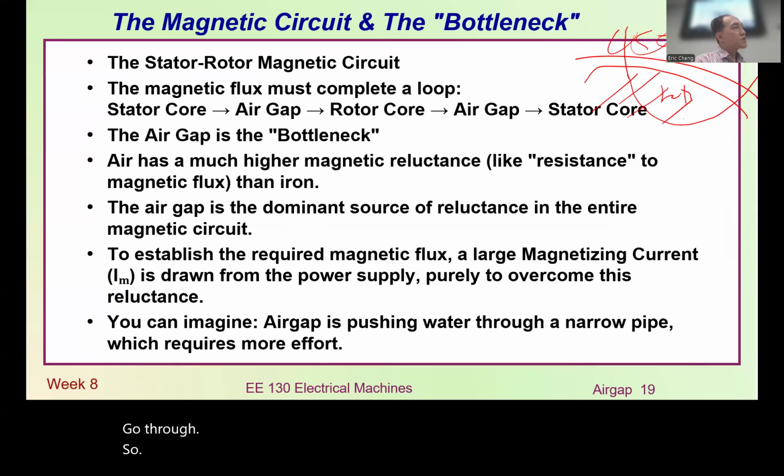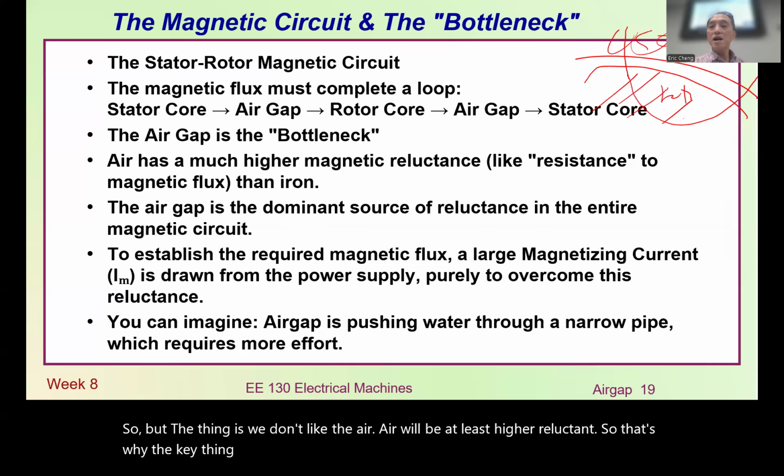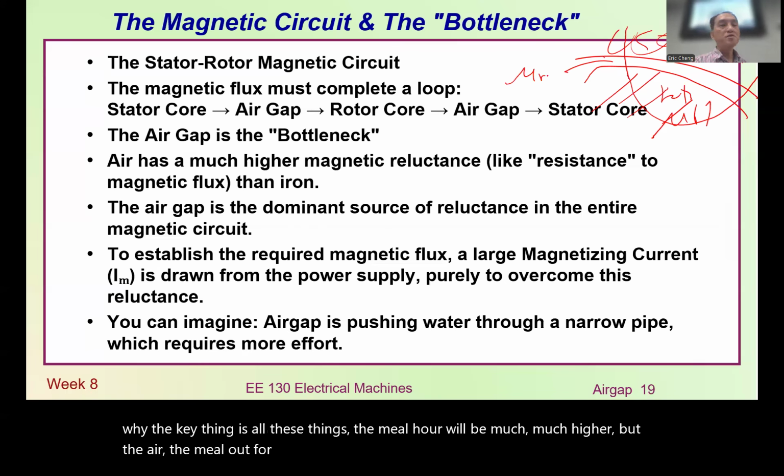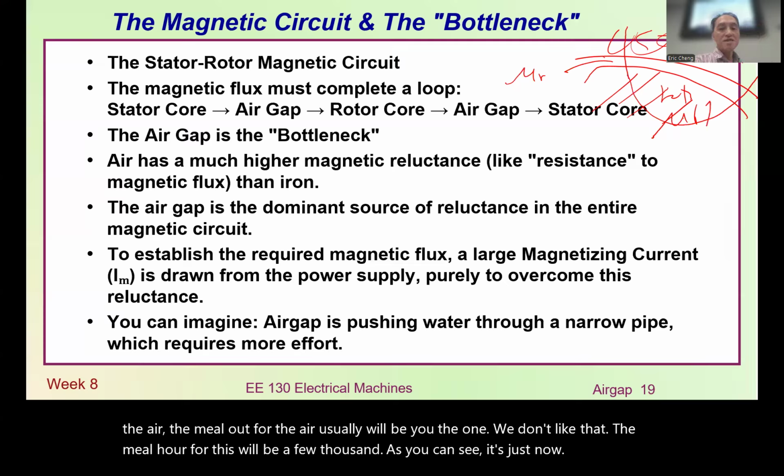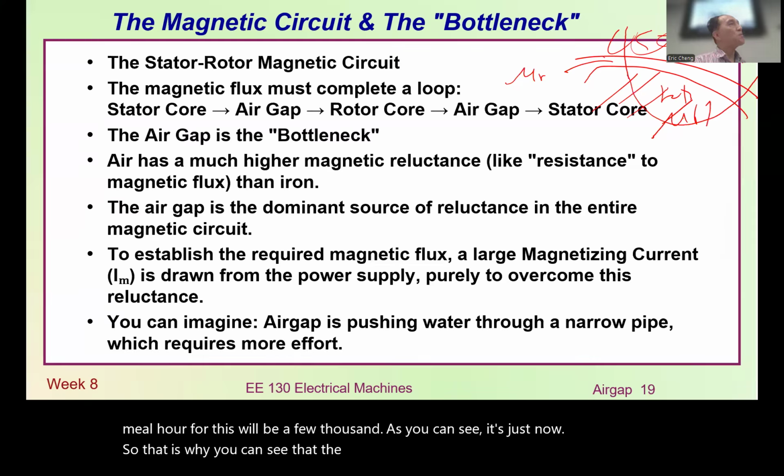But the thing is, we don't like that the air has a much higher reluctance. So that's why the key thing is that for all these materials, the mu will be much, much higher. But the mu for air will be equal to 1. We don't like that. The mu for this will be a few thousand, as you could see just now. So that is why you can see that the air gap will be a dominant item in designing everything.